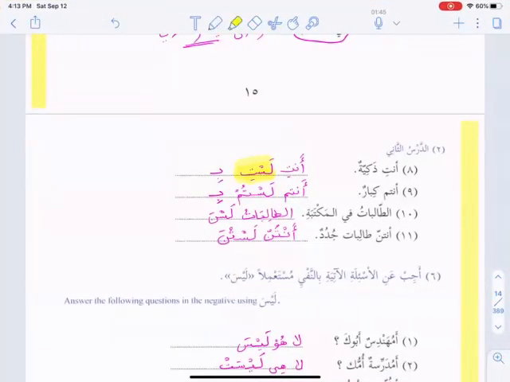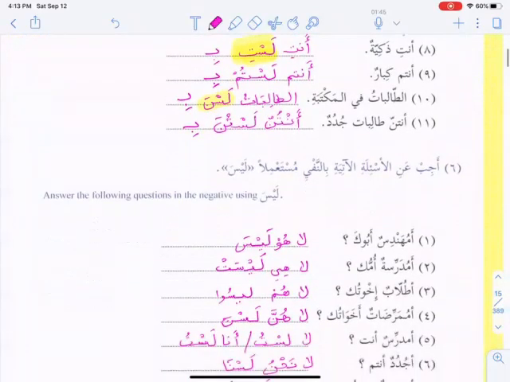Lasna. Lasna bi. Antun talibatun jududun. Antunna lastunna bi talibatin jududin. That's it, my brother. Now let's go to the next step.